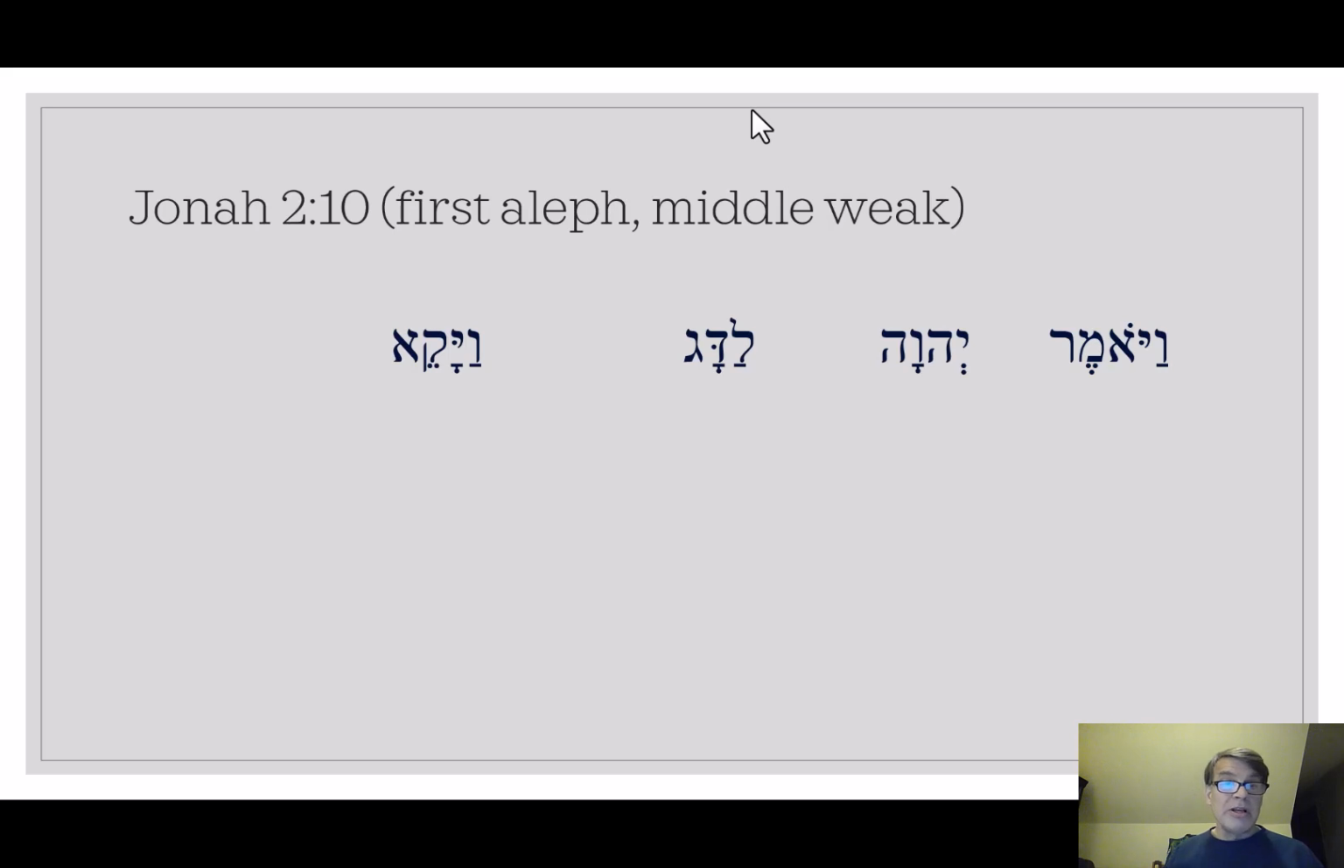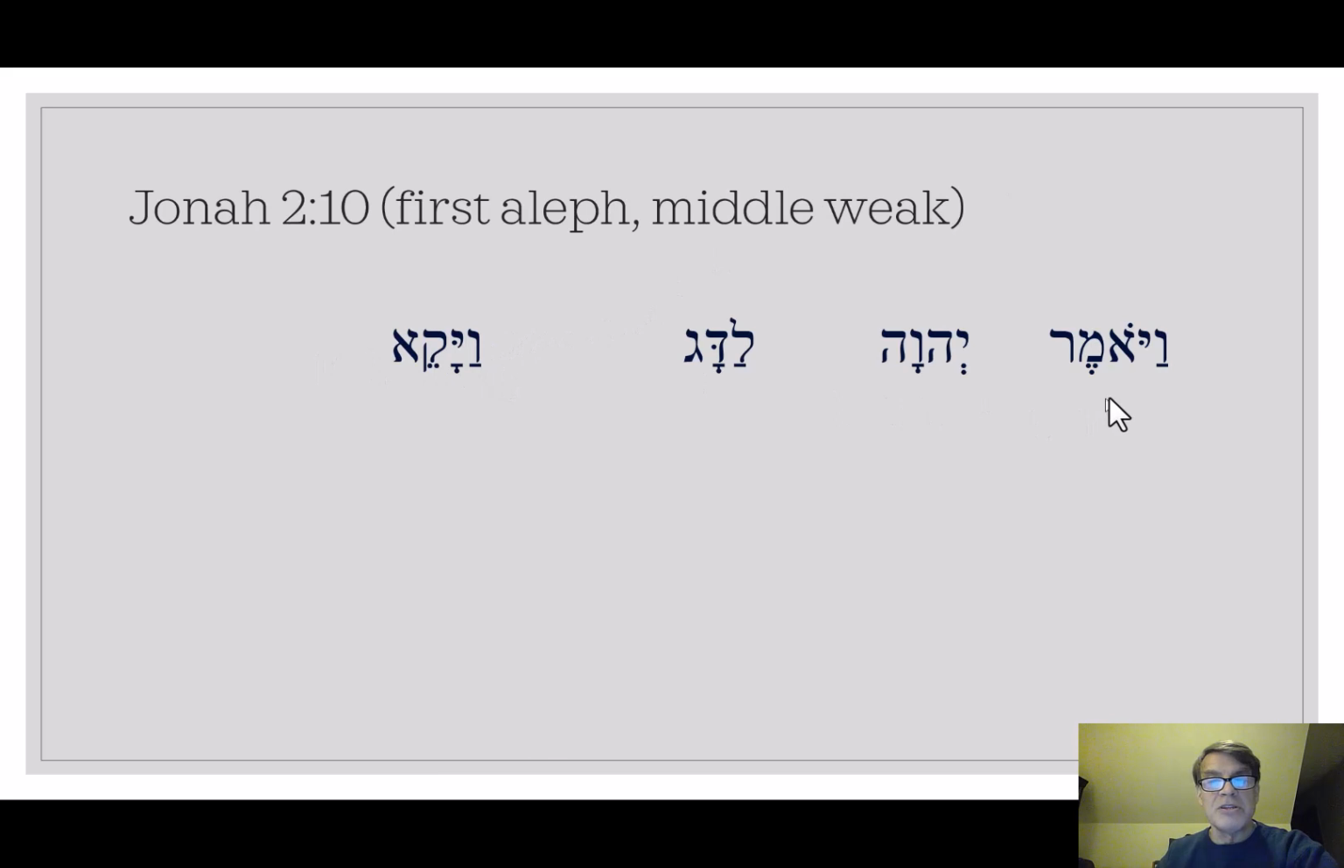Weak verbs, as we've already given you a taste, are verbs where one of the three core consonants of the verb is a little funny. Something's more complicated, a more CSI type situation where we have to do a little detective work. And in this verse, 2:10, we actually have two somewhat interesting weak verbs. A first aleph in Vayomer here, and then a middle weak with Vayake here at the end.